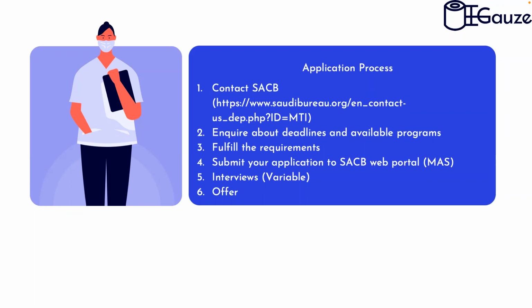Once you get their information and fulfill the requirements, they will send you a link to upload the documents and send your application through the medical application system. It is a web portal specific for SACB. Then once you send your application to the Cultural Bureau, they will forward your application to the available programs. You will receive interviews.